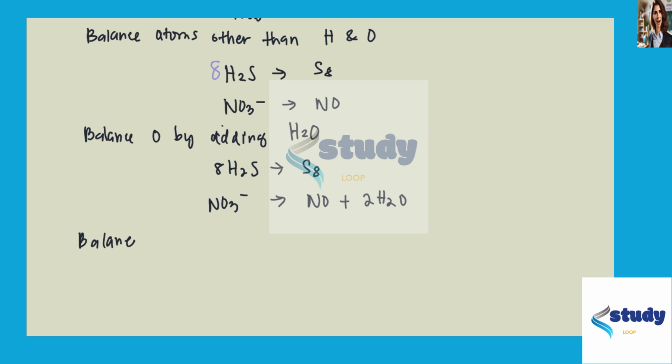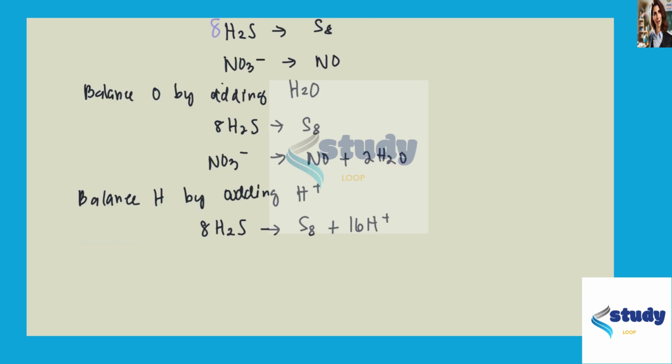Next, we're going to balance hydrogen with H+. On the left side, we have 16 hydrogen. On the right side, we don't have any. So we're going to add 16 H+ on the right side of the first equation. On the second equation, we do have hydrogen on the right side that counts to 4, but none on the left side, so we need to add 4 hydrogen on the left side.